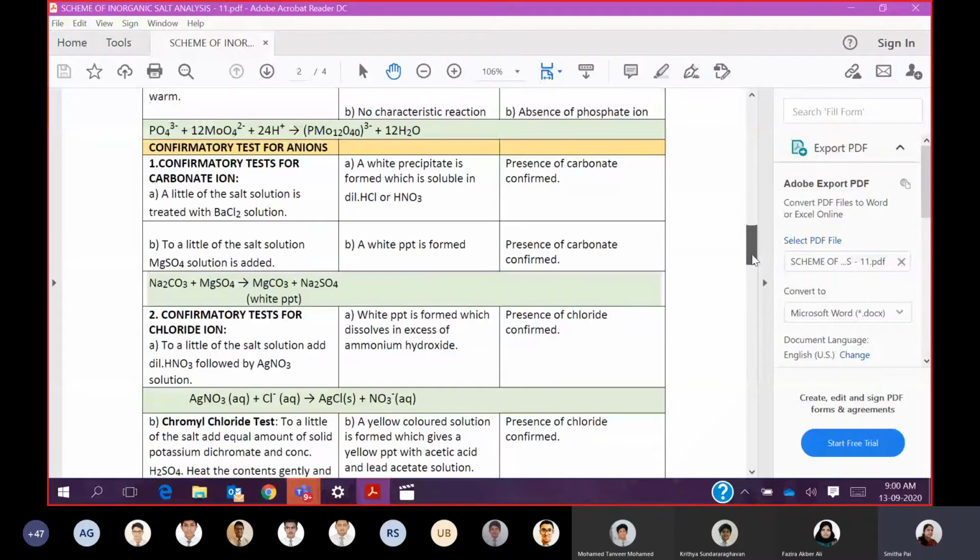So, you can check the confirmatory test. To a little of the salt solution, barium chloride was added. You are getting a white precipitate. So, the white precipitate indicates the presence of carbonate. There is one more confirmatory test, and that is using magnesium sulfate. So when magnesium sulfate solution was added to the salt solution, you got a white precipitate. So that confirms presence of carbonate.